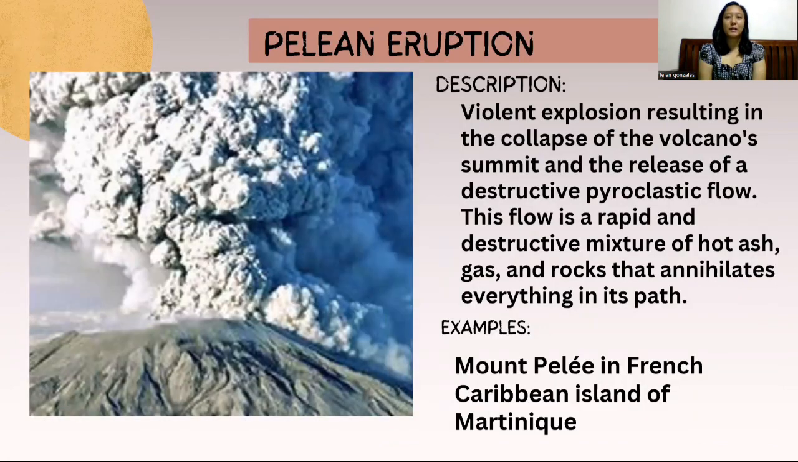We have the Pelean eruption. It is a violent explosion resulting in the collapse of the volcano's summit and the release of a destructive pyroclastic flow. This flow is a rapid and destructive mixture of hot ash, gas, and rocks that annihilates everything in its path. The example of it is Mount Pelée on the French Caribbean island of Martinique.